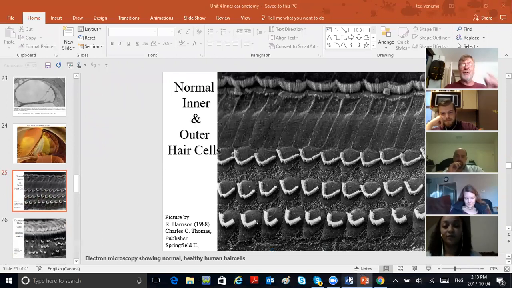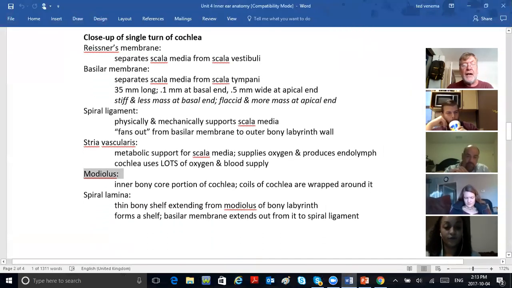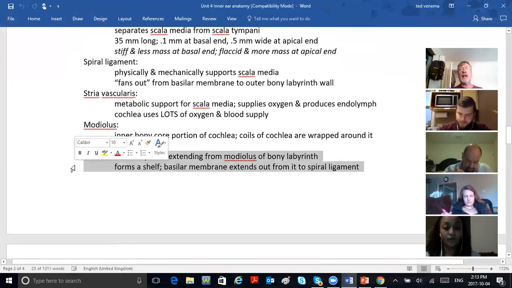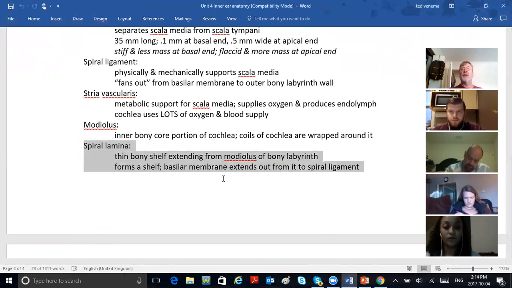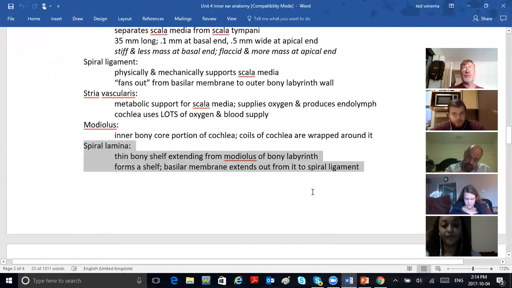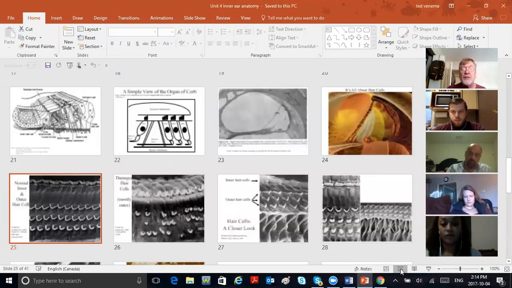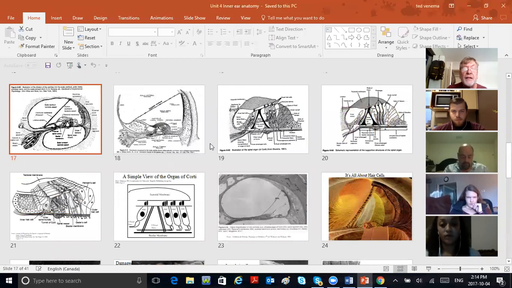All right, read with me. Modiolus, spiral lamina. What the Sam Hill is a spiral lamina? The spiral lamina is the tiny, thin shelf extending from the modiolus of the bony labyrinth, and it comes out of the basilar membrane, out from it to the spiral ligament. So it forms a shelf, spiral lamina. See if I can get a picture of that now.